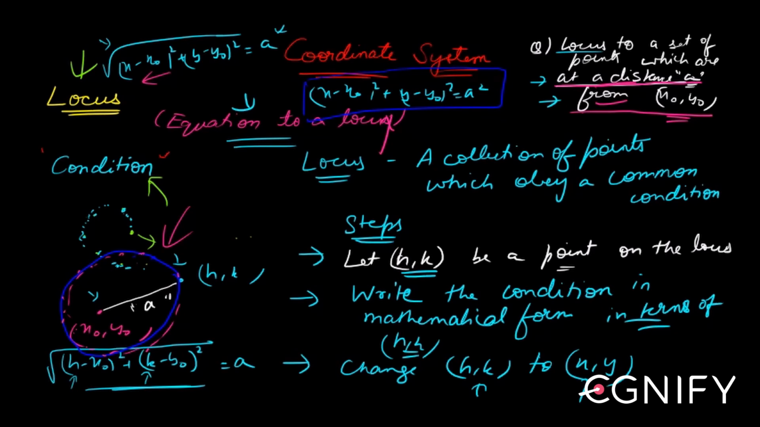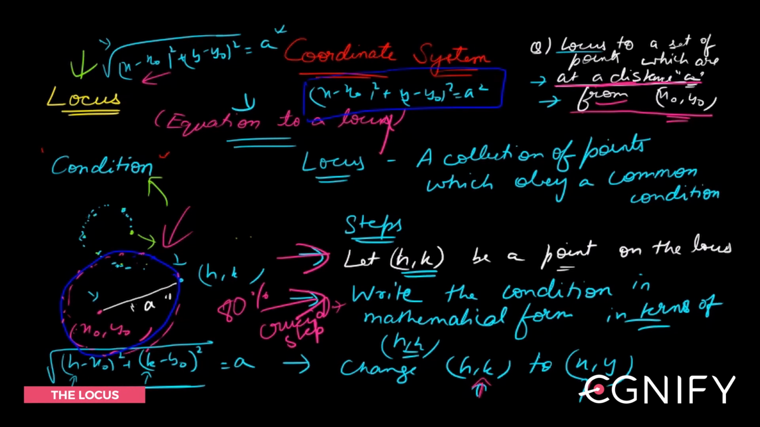So what you have to simply do is let h comma k be a point of the locus, then write the condition. This is the most crucial step. You should know how to write the condition in mathematical form. That is where 80% of your effort will go, right? In fact, not even 80%, 95% of the effort in your problem is just this step. And then finally changing h comma k to x comma y. This is what I meant by a locus, a small problem to understand what a locus was, and these are the steps to find the equation to a locus. Let's move on to the next subtopic.